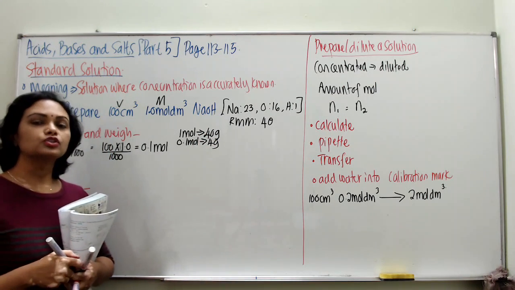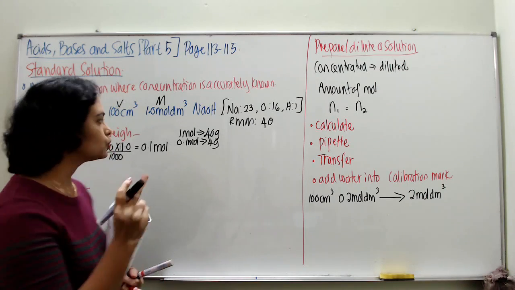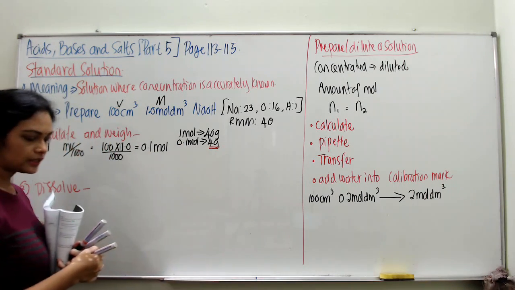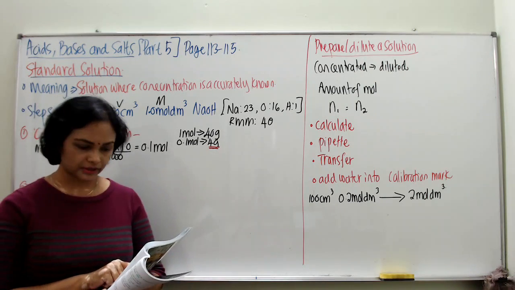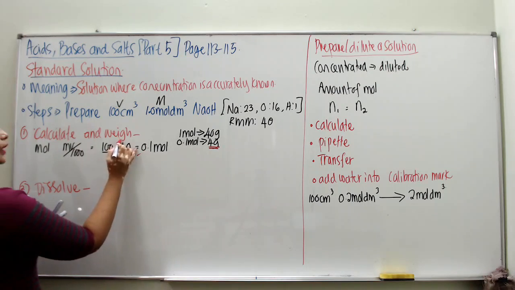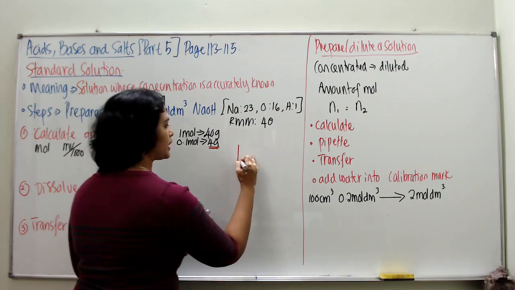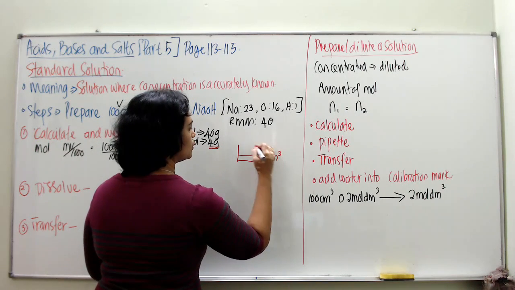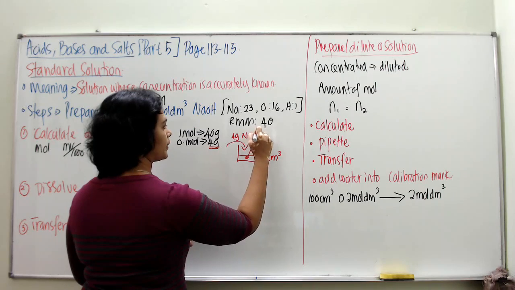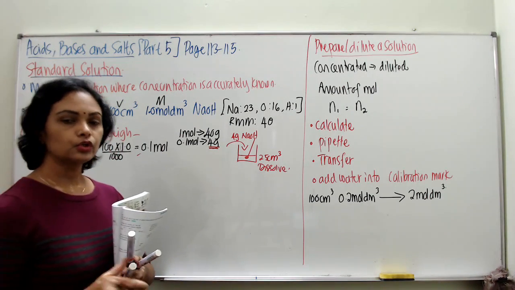So now you know the amount of sodium hydroxide powder that needs to be weighed. In order to prepare this much of sodium hydroxide standard solution, you have to weigh 4 gram of sodium hydroxide using a dry weighing bottle. Then you transfer the substance, the 4 gram of sodium hydroxide that you have calculated, into 25 cm cube of water to dissolve. The main reason we do this is for you to dissolve your sodium hydroxide.